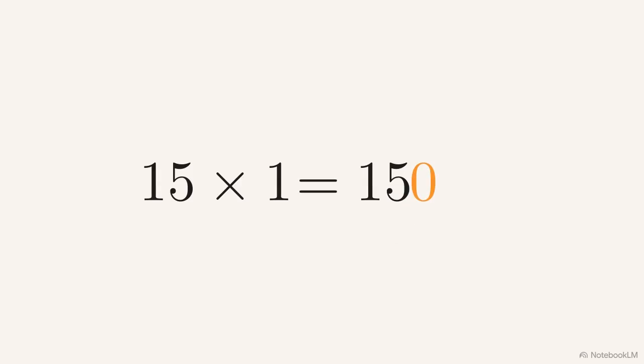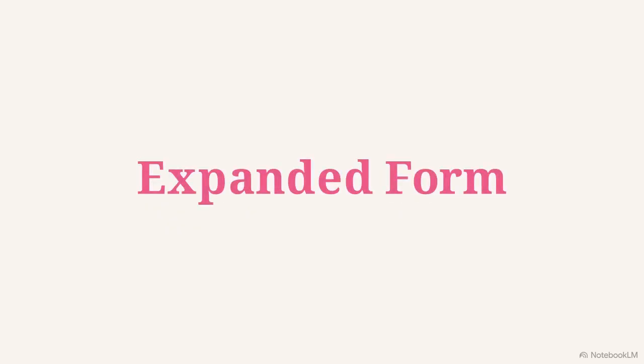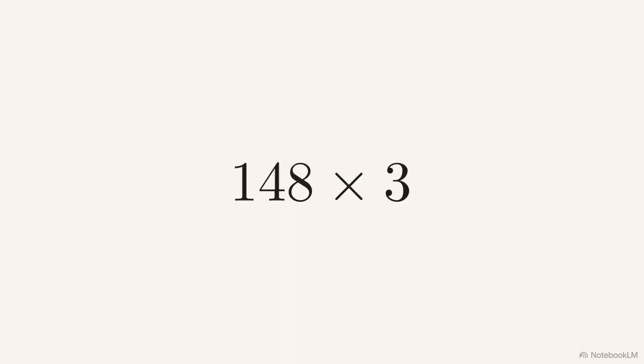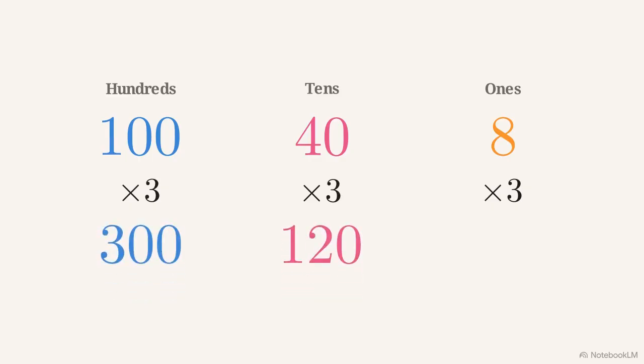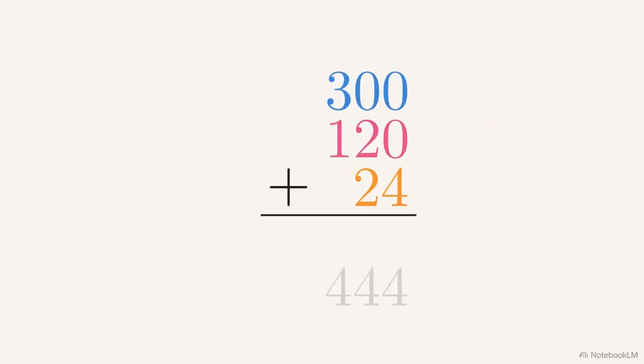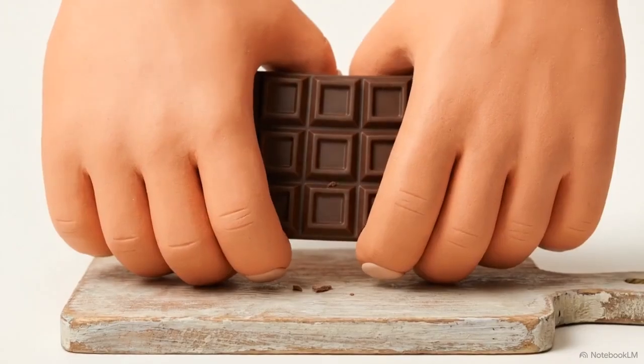If you don't have zeros to work with, you can create your own shortcuts using expanded form. See how this intimidating number, 148, splits apart? We break it down into 100, 40, and 8. Then we apply our multiplier of 3 to each individual block. We calculate each part separately. 100 times 3 is 300. 40 times 3 is 120. 8 times 3 is 24. Finally, you just add those 3 manageable results together to get your final product of 444.